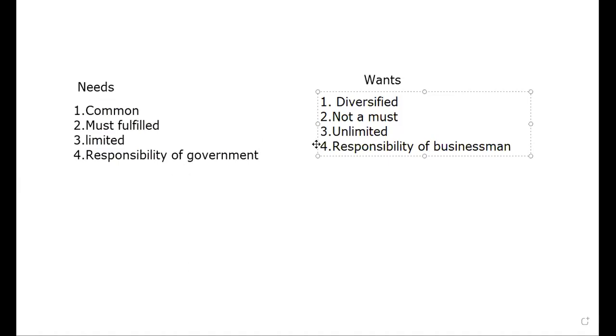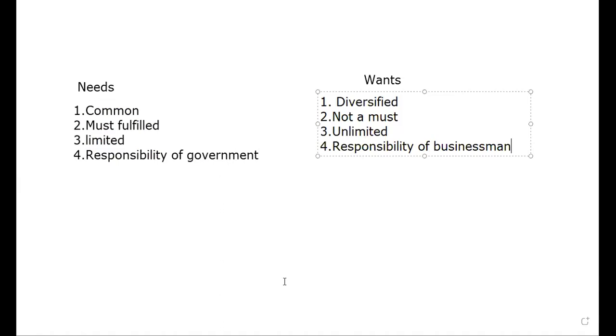But businessmen sometimes sell ice water, or sometimes Coca-Cola, other carbonated drinks or fruit juice, anything. So that's a want. But the basic need is water. Access to water is the responsibility of the government, but access to soft drinks is the responsibility of businessmen. Because without soft drinks, people can survive. But without water, people cannot survive. I think you got this idea.